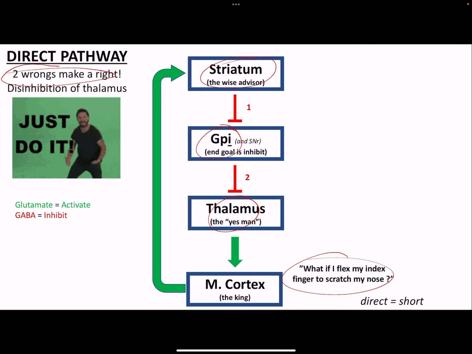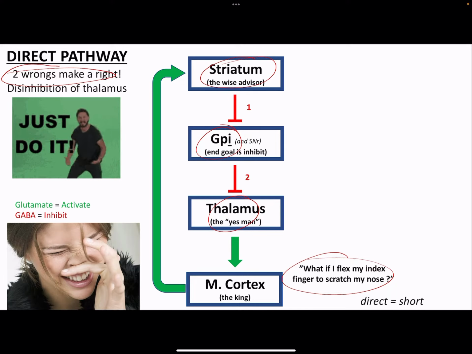Again, green is glutamate, activate. Red is GABA, which is inhibit. And so, boom. Do we want to flex our finger if we're going to scratch our nose? Yes, that is actually a smart course of action.